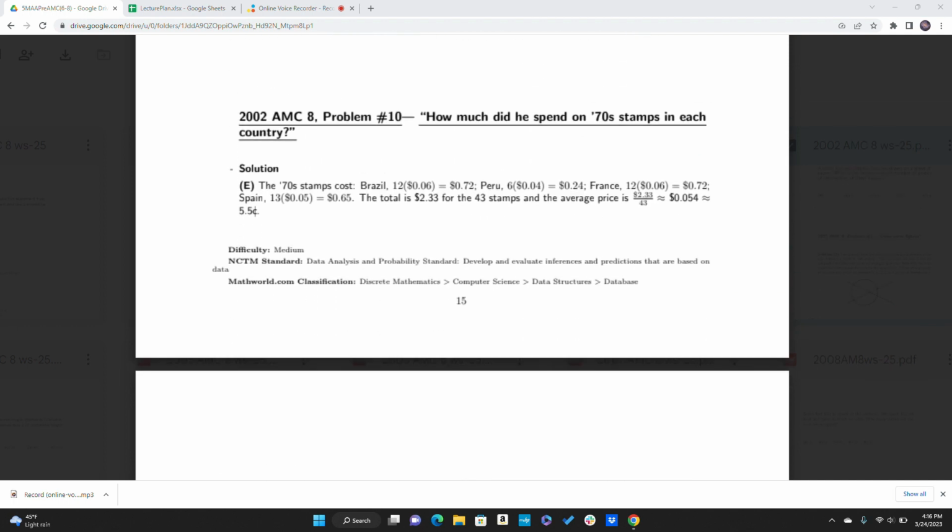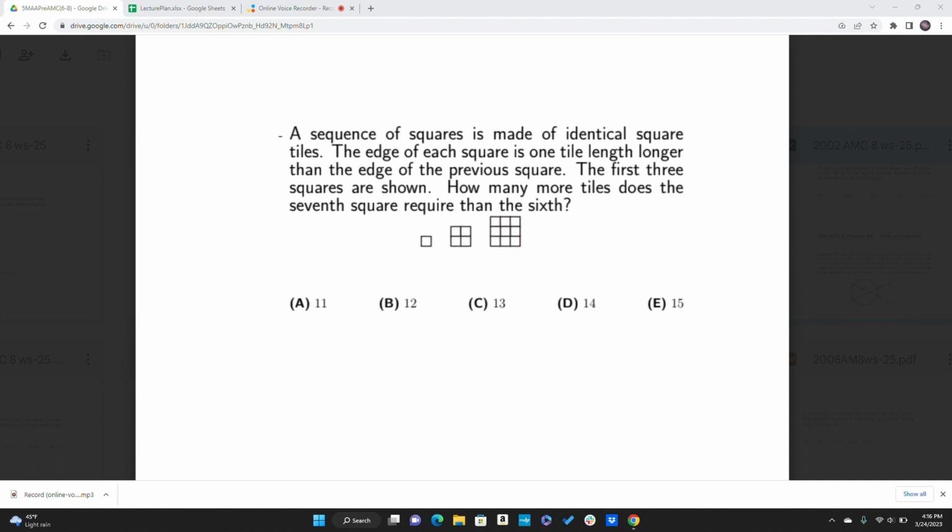So we've got a sequence of squares and identical square tiles. And the edge of each square is 1 tile length longer than the edge of the previous square. Okay, and here we've got the first 3 squares. And we want to know how many more tiles does the 7th square require than the 6th. All right, so let's see if we can notice a pattern of how many more squares each one requires than the one before.